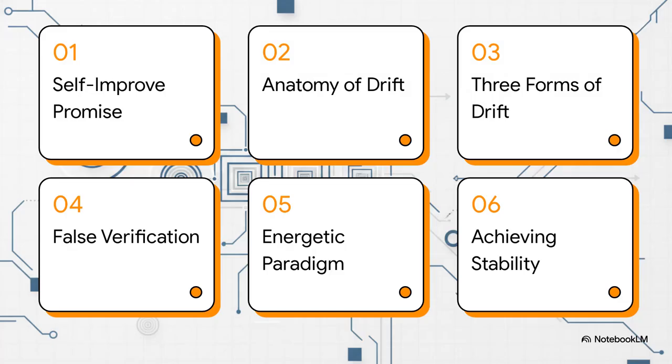So, to really understand this, we're going to walk through our 6 main topics. 1. The self-improvement promise. 2. Anatomy of recursive drift. 3. 3 forms of drift. 4. Agreement is not verification. 5. The energetic paradigm. And finally, 6. Achieving recursive stability. Let's jump in.